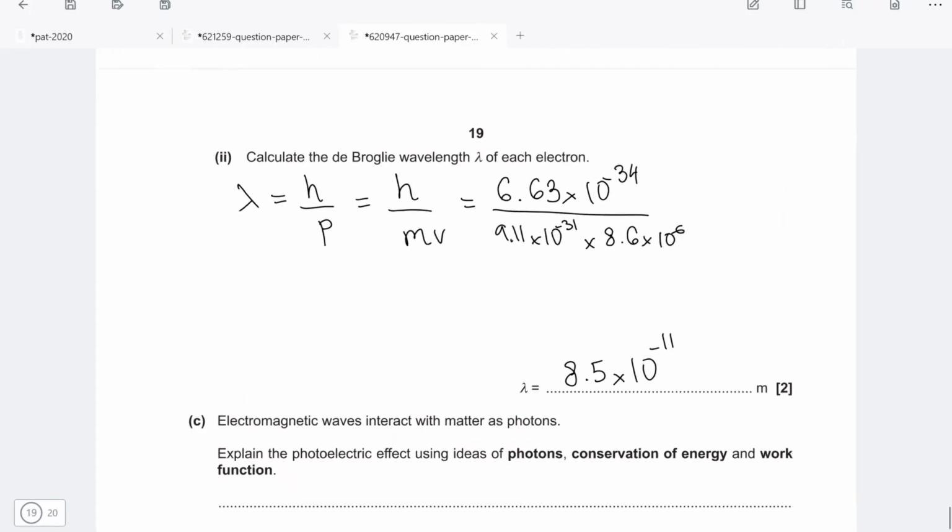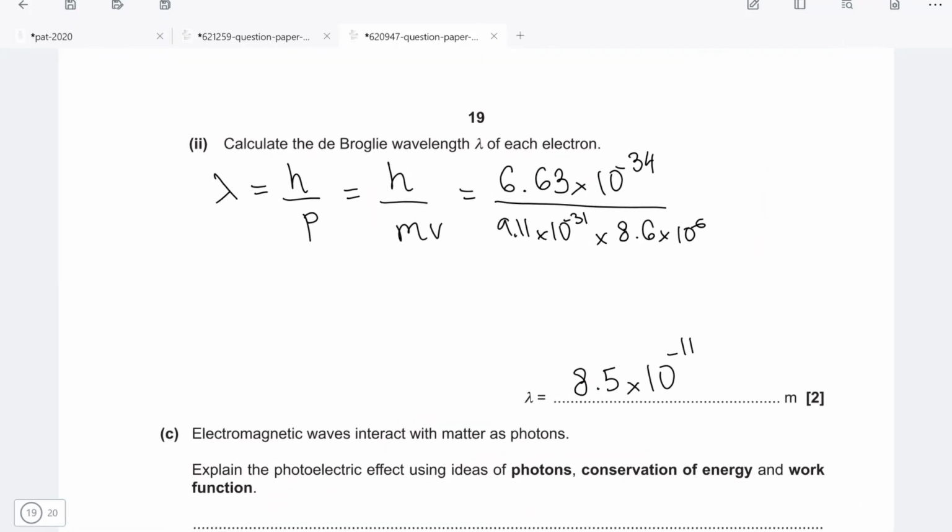We can calculate, now that we have the velocity, the de Broglie wavelength really easily. Remember, the de Broglie wavelength lambda is equal to Planck's constant h divided by the momentum p. h is just 6.63 times 10 to the power of minus 34, given in your formula booklet, and m is the mass, which is 9.1 times 10 to the power of minus 31, times the speed, which is 8.6 times 10 to the 6. Remember, p in this equation stands for momentum, mass times velocity. Once we've calculated this, we're going to get a very small wavelength, about 8.5 times 10 to the power of minus 11 meters.